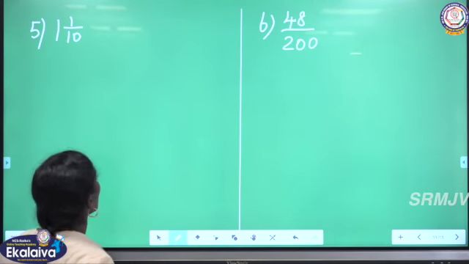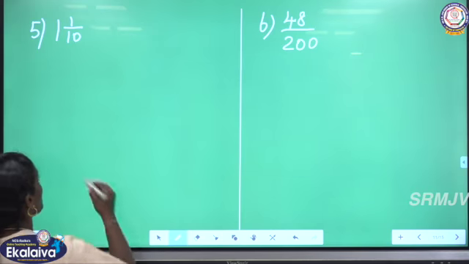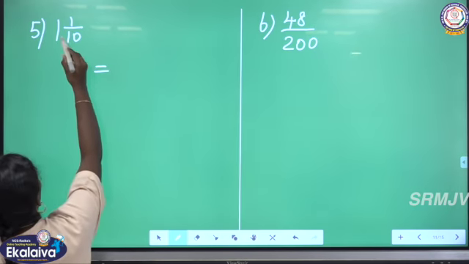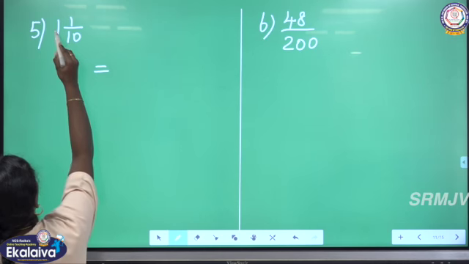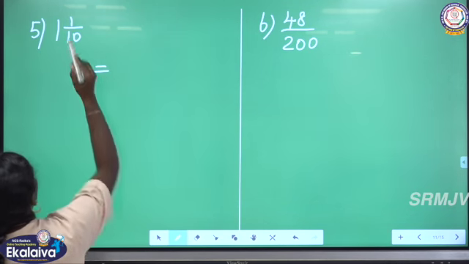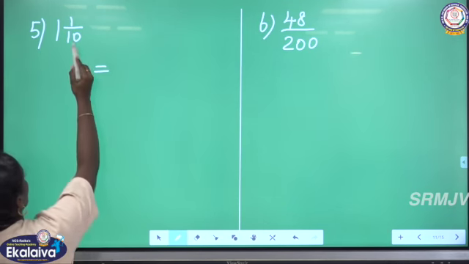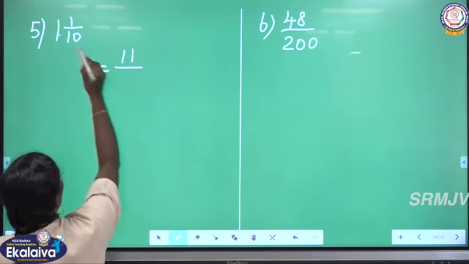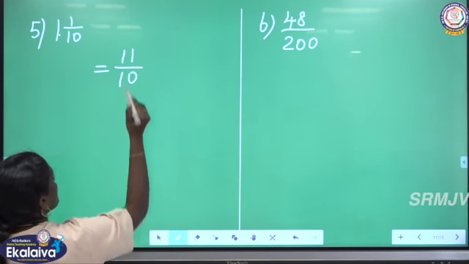The next one, 1 1 by 10. This is also a mixed fraction. First we have to convert it into an improper fraction. So we have to multiply the denominator and the whole number part. Then we have to add the numerator. 10 into 1, 10. 10 plus 1, 11. Divided by the same denominator 10.